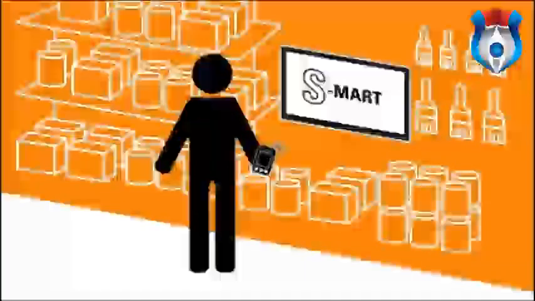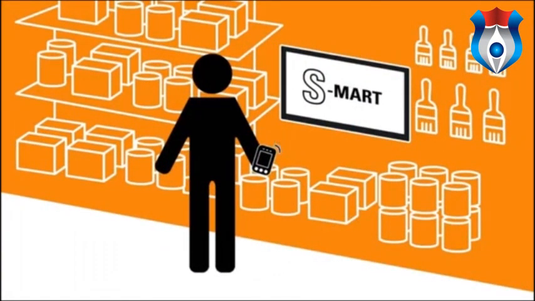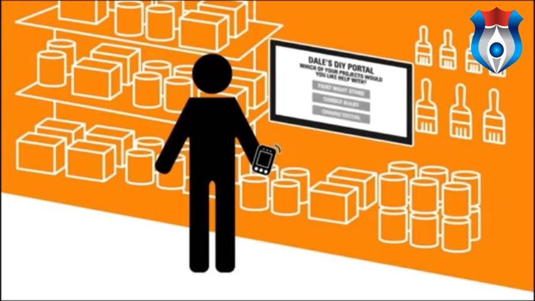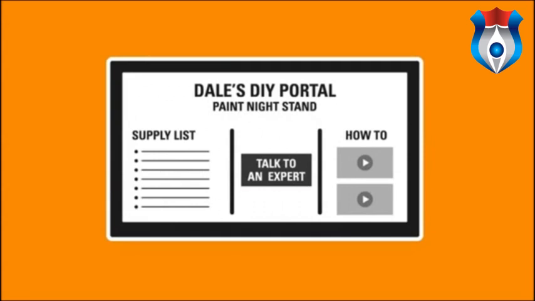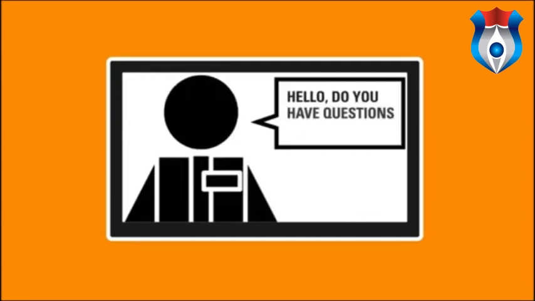We find Dale seeking out the things he needs to paint the nightstand they found at the flea market. The shelf assistant screen recognizes him, flashes hello, and presents the current list of home projects he manages on his phone. Dale selects a project and chooses how he wants to be helped.